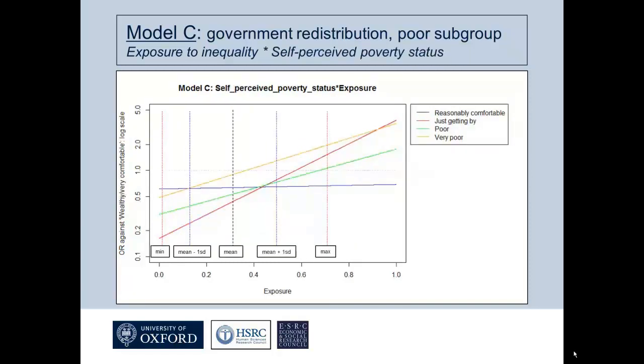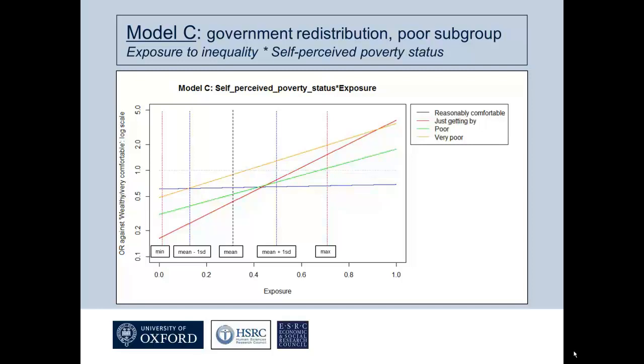Finally, moving on to the fourth chart in this presentation, the second one from within Model C, we look at the interaction between self-perceived poverty status and exposure. Again, the y-axis shows odds ratios on a log scale, with the reference category here being people who perceive themselves to be wealthy or very comfortable, and the x-axis showing the exposure to inequality scores from the perspective of the poor.